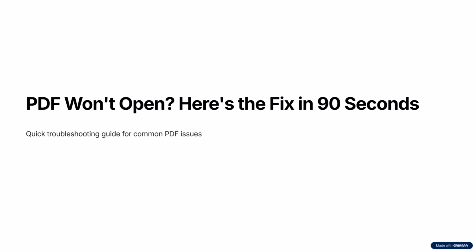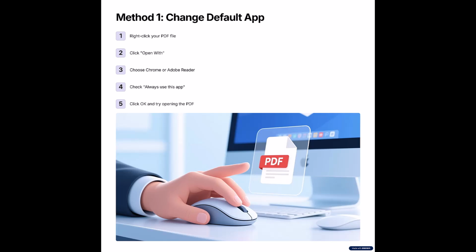PDF won't open? Here's the fix in 90 seconds. First, right-click your PDF. Click Open With. Choose Chrome or Adobe Reader. Check Always Use this app. Click OK, try opening it now.